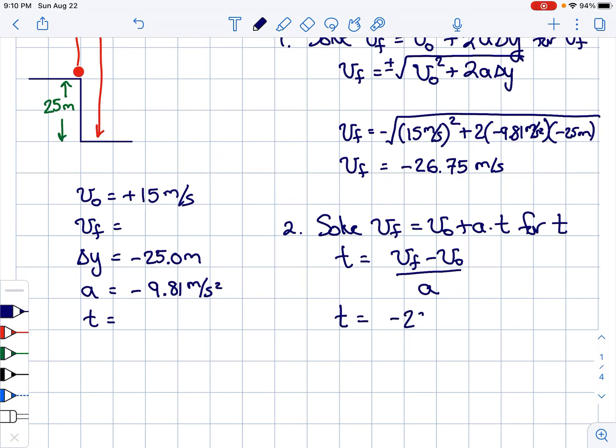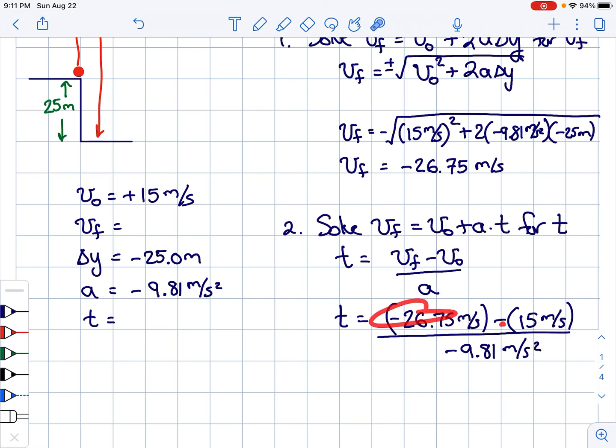The final velocity is negative 26.75 meters per second minus the initial, which is 15 meters per second. And once you find that, you're going to divide it all by the acceleration, which is negative 9.81 meters per second squared. So you're going to have a negative minus a positive. So this is going to be a negative in the numerator. We divide by a negative in the denominator, and you'll get a positive answer. So make sure you group your numerator and denominator there. And when you do all that, you'll get an answer for the time somewhere around 5.28 seconds. Okay, so that's how you solve the problem.